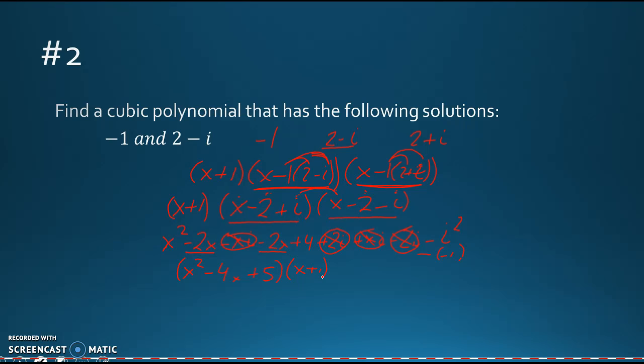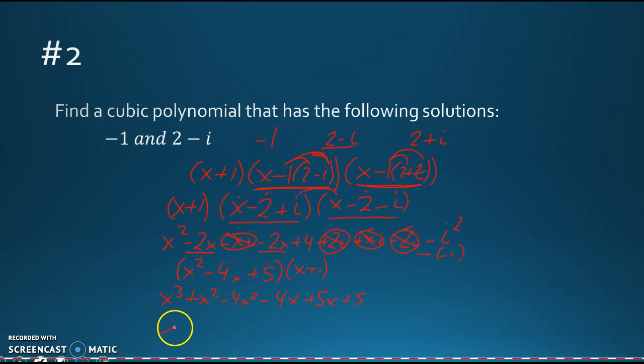So let's go through this process. X squared times x is x to the third. X squared times 1 is x squared. Negative 4x times x is negative 4x squared. Negative 4x times 1 is negative 4x. Then if I multiply the 5 out, 5 times x is 5x. 5 times 1 is 5.